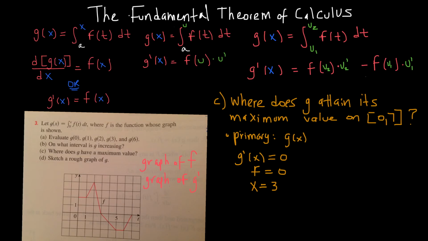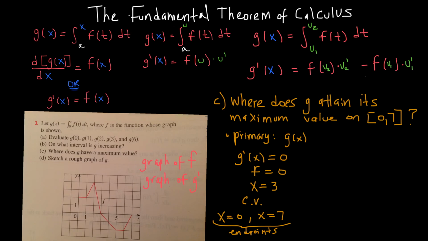So when x is equal to 3, and what is this I found? This is the critical value. And what else do we have? We have endpoints. What are the endpoints? X is equal to 0 and x is equal to 7. So then what do we do? We evaluate the critical value and evaluate the endpoints, okay?